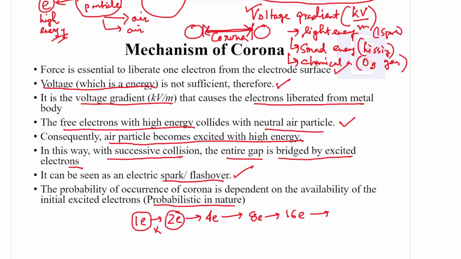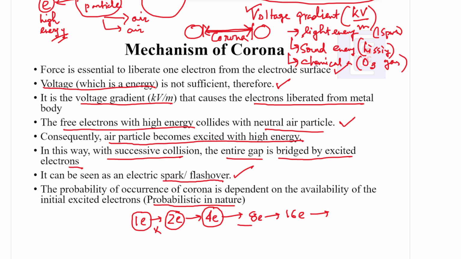From 2 electrons you may not get 4 electrons. Again, why? Because it depends on how much energy those 2 electrons are having. So it is not always that from 1 electron it is 2, from 2 it is 4 electrons. It's not always that. It depends on the total amount of energy it is possessing.